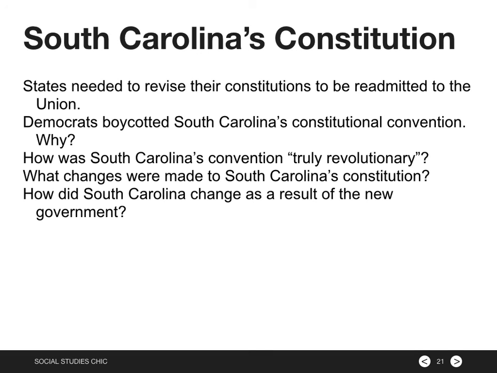How was South Carolina's convention truly revolutionary? Think about African Americans being present and them not really having a majority in the political arena. What changes were made to South Carolina's Constitution? We'll look these up. How did South Carolina change as a result of the new government?